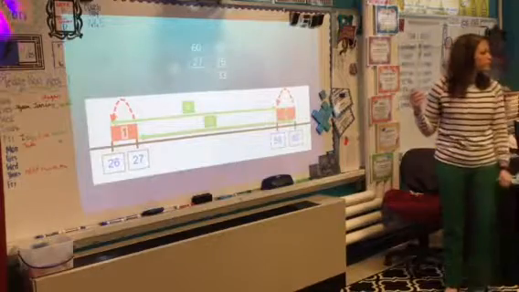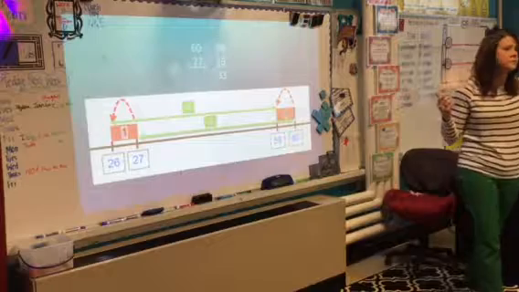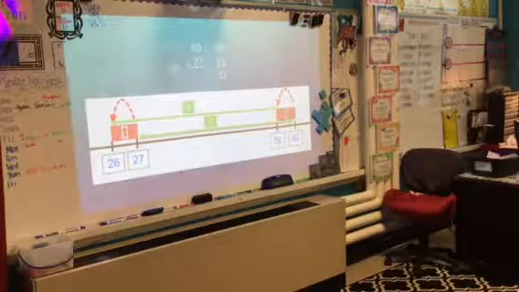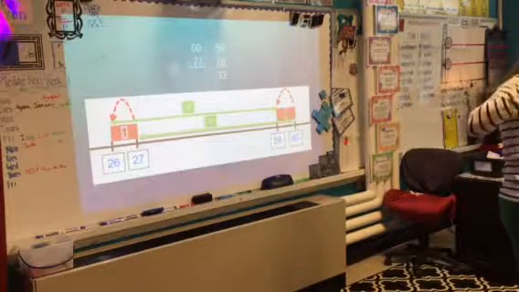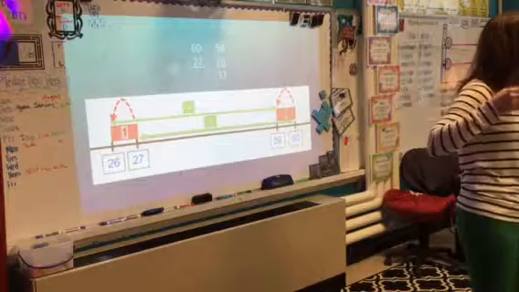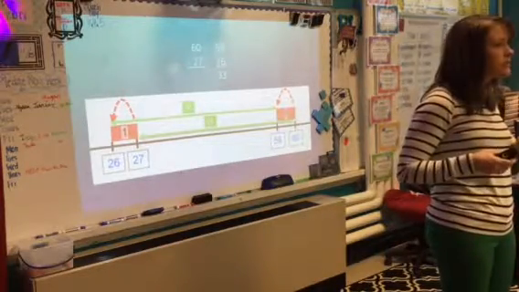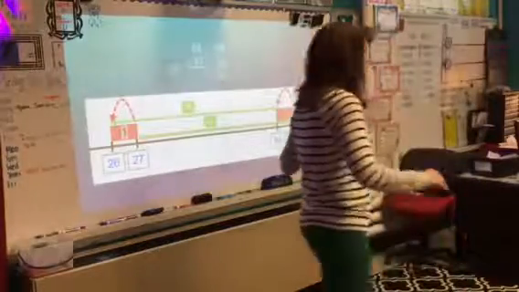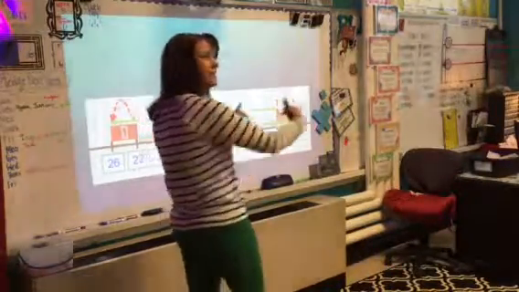Because she's taking an equal amount from each side. Oh, somebody tell me what he just said. Somebody tell me what you heard him say. Jada, what did you hear him say? He's taking an equal amount from each side. Oh, so if you take the same amount from both numbers, the distance stays the same. Interesting strategy. What do you think about that strategy? Interesting, right? Yeah, it's something to think about using.